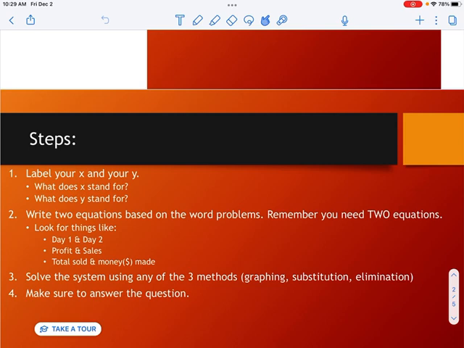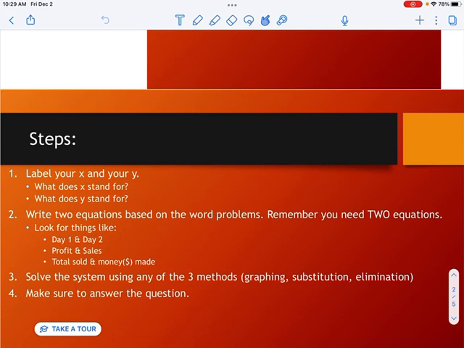Step number one, you're going to want to label your X and your Y. In other words, what does the X stand for? What does the Y stand for? Typically, you can read the last sentence of a story problem, and it is what you are finding. So if it says, how many adult tickets and how many children tickets are sold, or what is the cost of a pizza and a pop or something, if you read that last sentence, it walks you through what X stands for, what Y stands for, and you can decide which one's which.